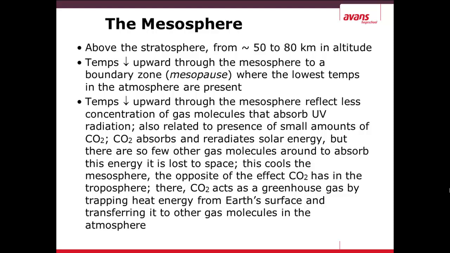It's also related to the presence of small amounts of CO2, which absorbs and re-radiates solar energy. But again, there are so few other gas molecules to absorb this energy that it's often lost to space. It cools the mesosphere. So this is the opposite of the effect CO2 has in the troposphere. In the troposphere, CO2 acts as a greenhouse gas by trapping heat energy from Earth's surface and transferring it to the gas molecules in the atmosphere.